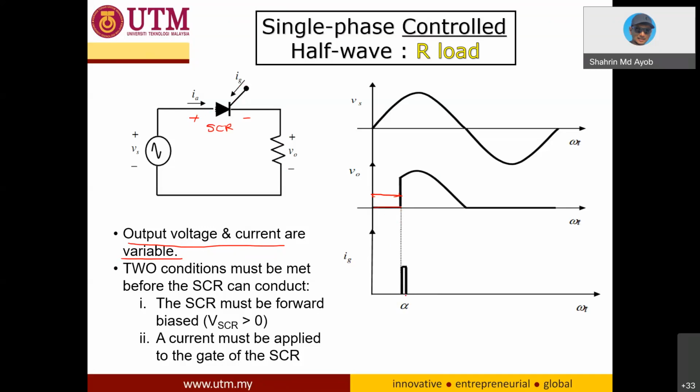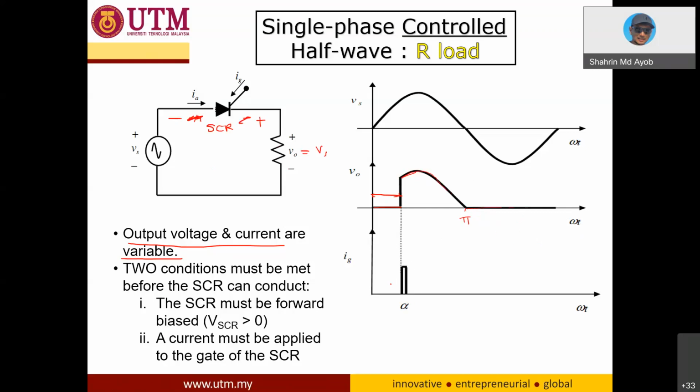Until you give a very short triggering signal at the alpha angle, then you will see that the SCR is turned on, meaning that V out is equal to Vs. So it will follow the shape of the Vs until pi, where the polarity changes. This one becomes negative and this one becomes positive, meaning that the SCR is in reverse bias, so it will automatically turn off.